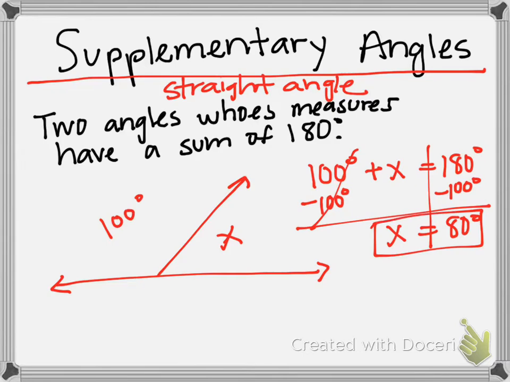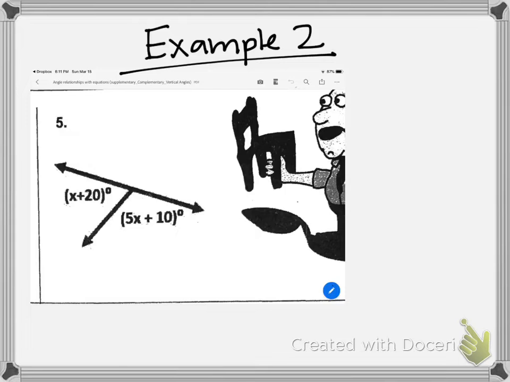Okay, and so then looking at our example from our worksheet, our homework tonight, I'm going to look at question number 5. So here you can see that this is a straight angle, meaning that it's going to add to 180 degrees. And so here we're simply going to add both of our angles. Whether it's a simple number or an expression like x plus 20, we're still going to add them.